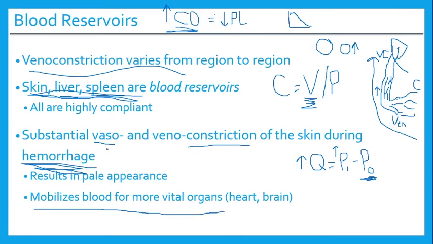organs, right? So by vasoconstricting, that's why you are seeing the pale appearance around that cut, because basically the body's cutting off blood flow to that area, right? And then redistributing the blood flow in the veins to more vital organs, the heart and the brain, because we're seeing a loss in blood volume. So in order to make up for it, we're seeing some venoconstriction during that hemorrhage.